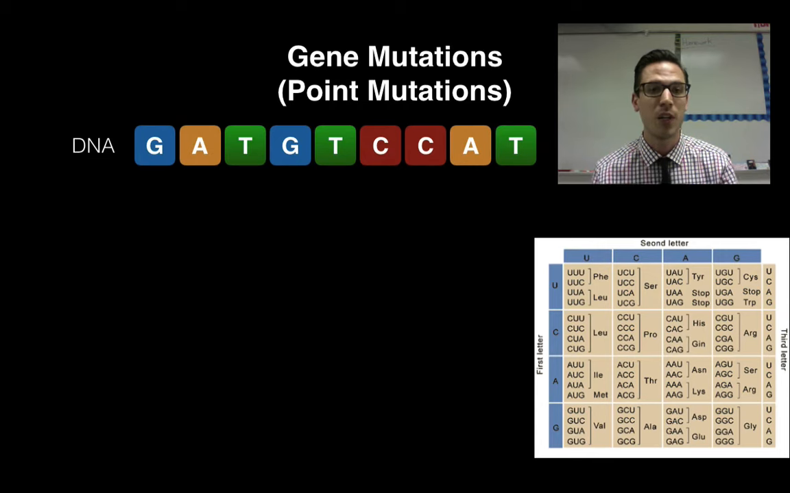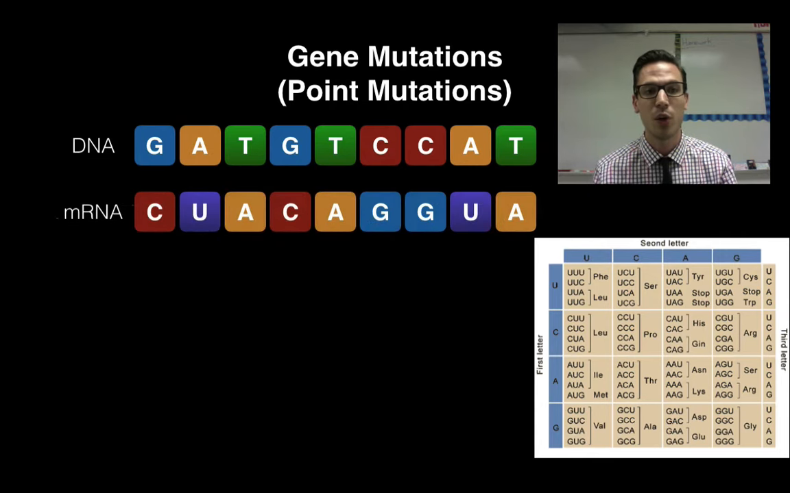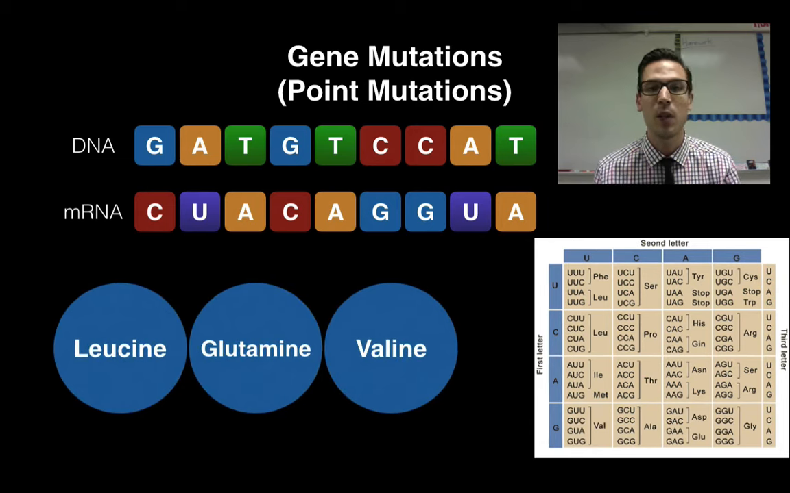Now to create my protein, I first have to transcribe, so I'm going to turn it over to mRNA, and then I'll use that codon table in the bottom right to translate it into a series of amino acids, and what you would get is the amino acid sequence leucine, glutamine, and valine. So let's say that's my normal gene or my normal protein.